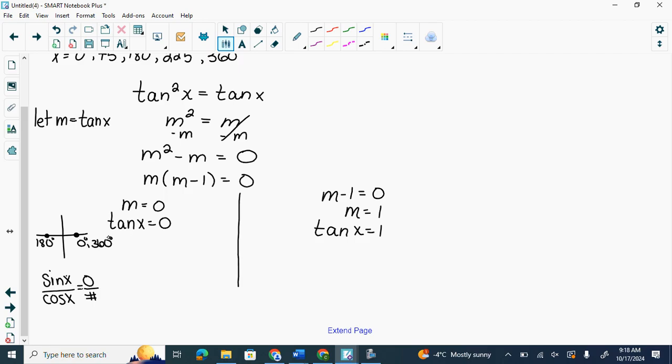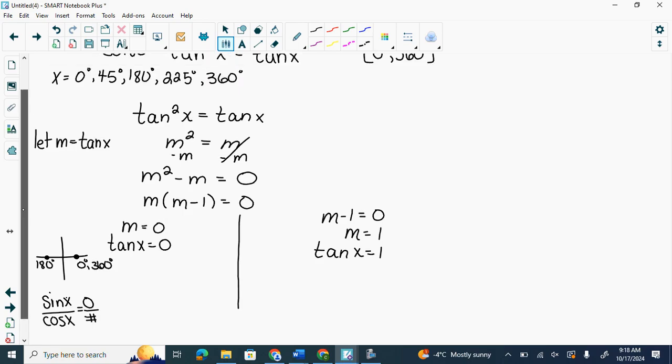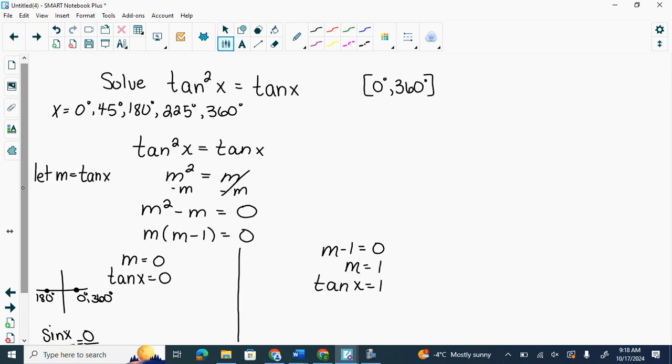Now that's when you have to watch your restricted domain. Sometimes the restricted domain has square brackets around it, and sometimes it has round brackets, or one of them's round and one of them's square. Because these are both square, 0 and 360 are in. If the 0 was round, then only 360 would count. If the 360 was round, only 0 would count. If they were both round, only 180 would count. So you have to watch those square and round brackets.